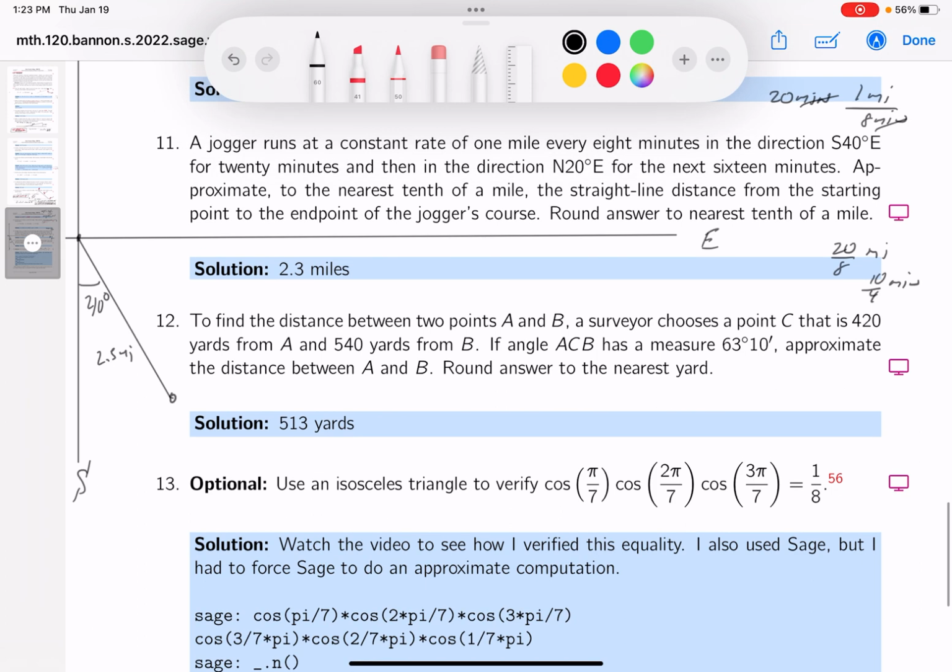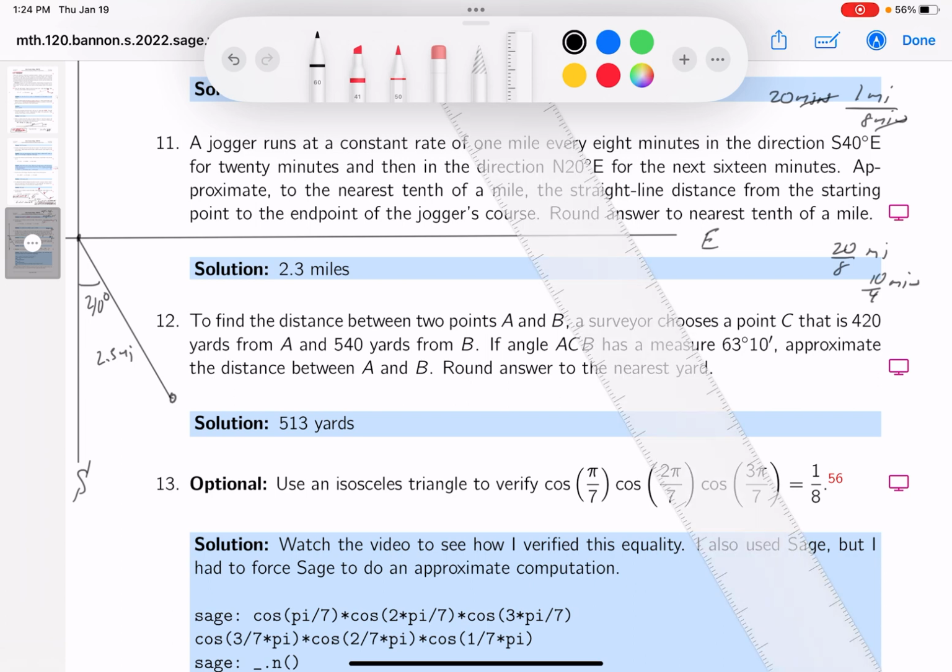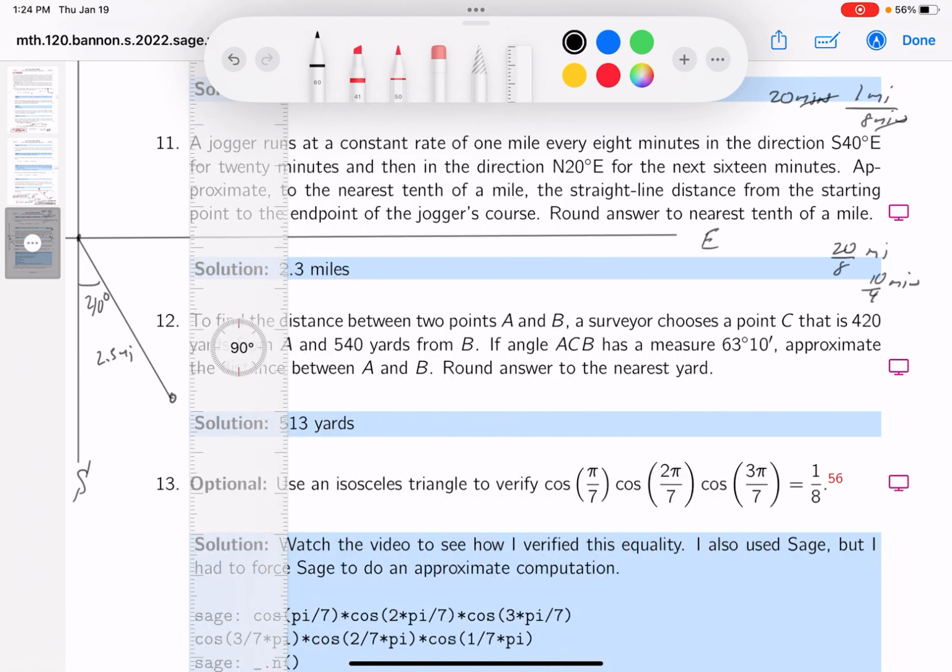All right? So I want to keep going and just see if I can understand what it's going to do now. So the jogger runs at a constant rate of 1 mile every 8 minutes in direction south, 40 degrees east for 20 minutes. We just did that. And then in the direction, now he's going northeast. I'm going to get my ruler out again. I know it's difficult, but I know what north means. He's going up now, but he is going to the east, right? Now, the question is, how much is he going? He's going by 20 degrees. Let me see if I can do that.